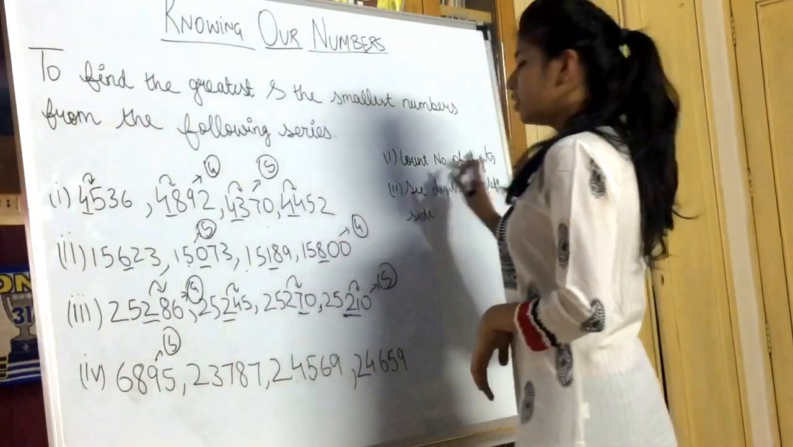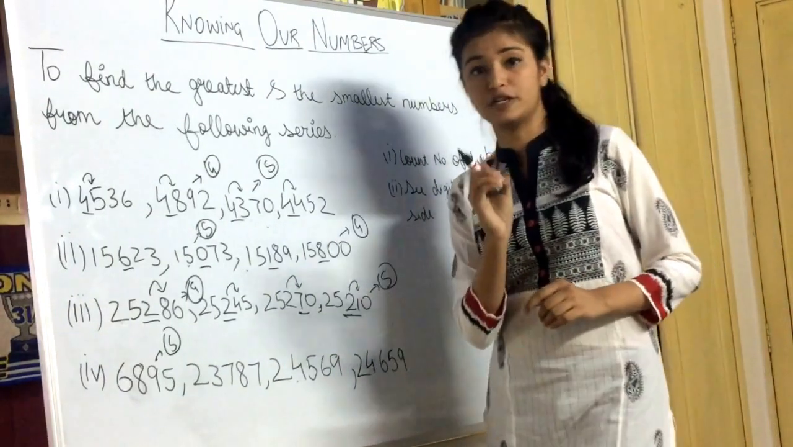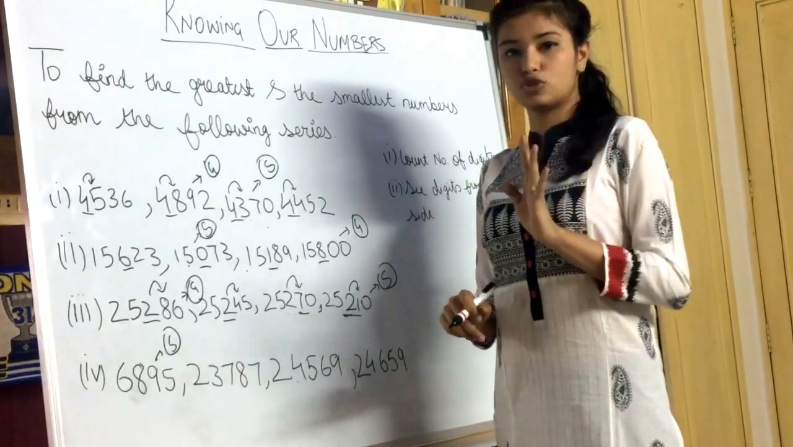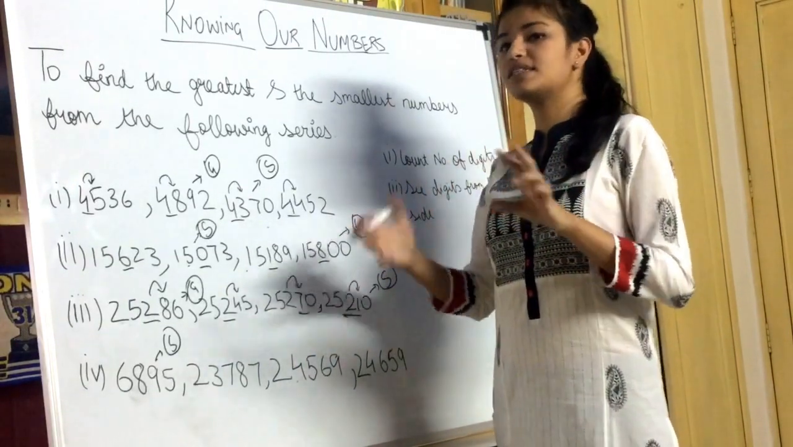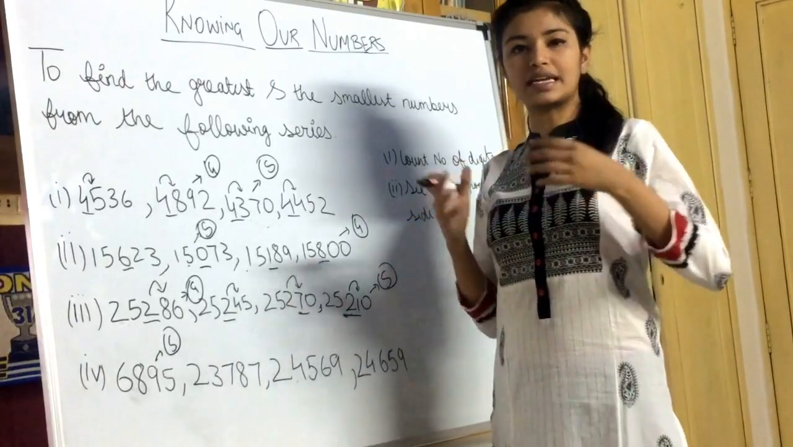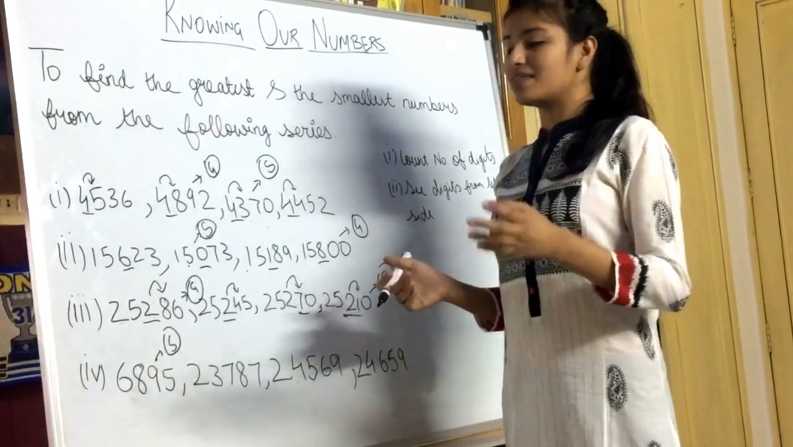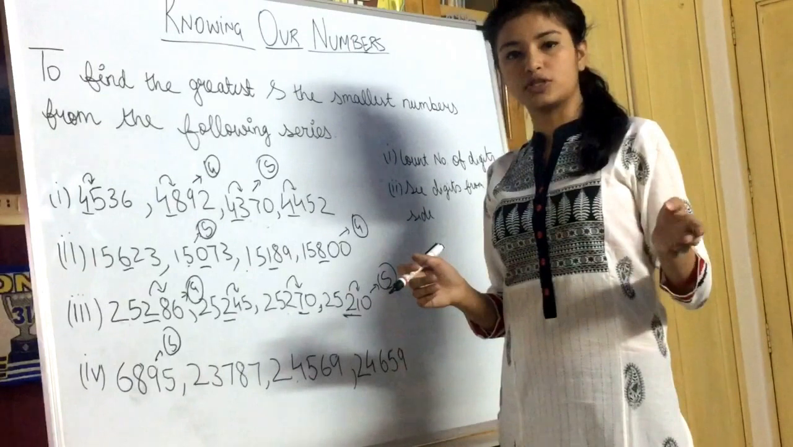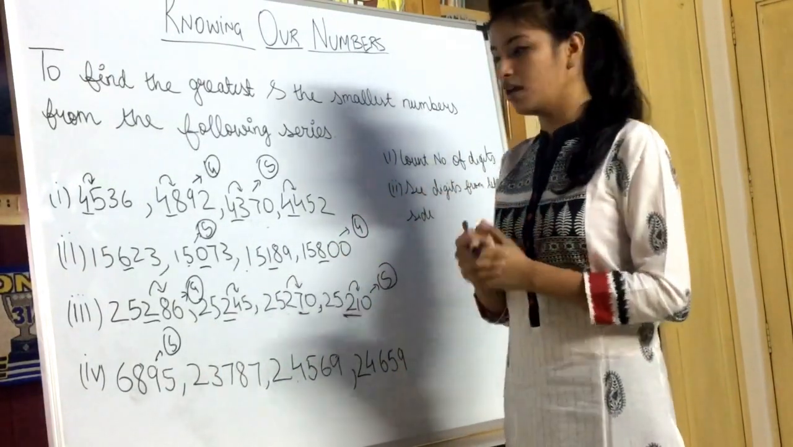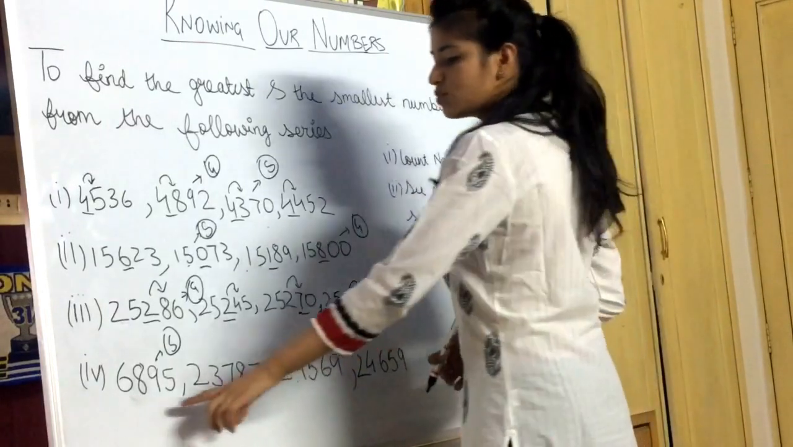So the number which has the least number of digits, suppose one number is a 1-digit number and the other number is a 5-digit number, we don't need to see the leftmost digit. What we directly declare is that the number which has the least number of digits is the smallest and the number which has the greatest number of digits is the greatest. Now this becomes the smallest.